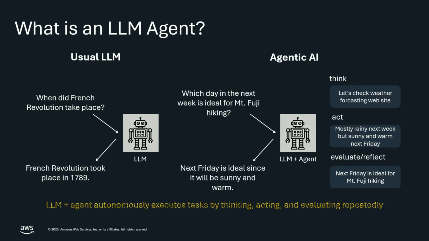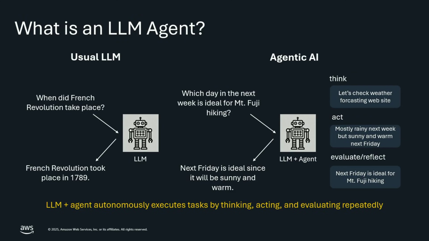Now, on the right-hand side, we have agentic AI. And this is where things get interesting. The agent is able to think on its own. So let's go ahead and check a weather website for the forecast. Let's take a look and dive in and see what the forecast looks like for the next week.